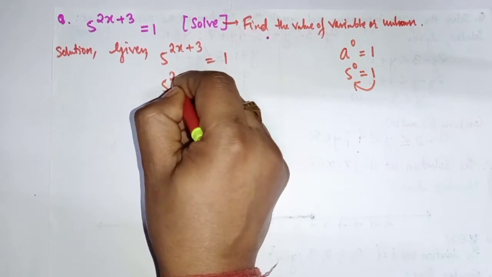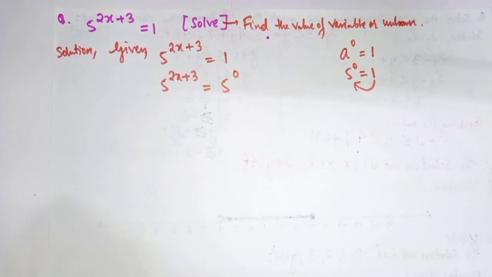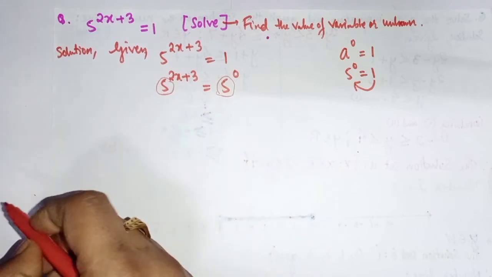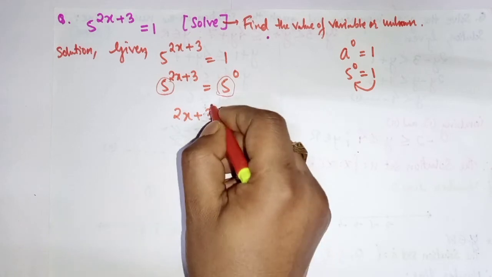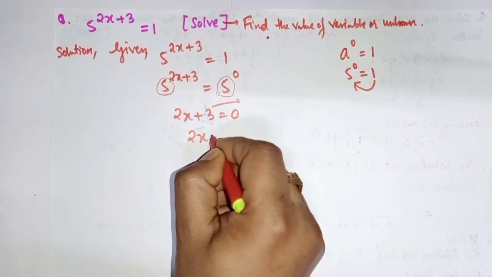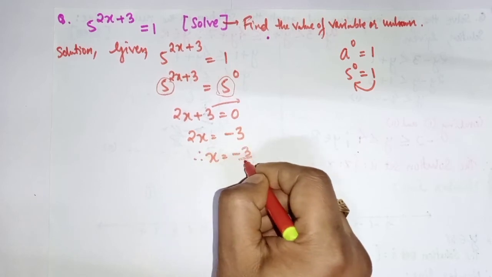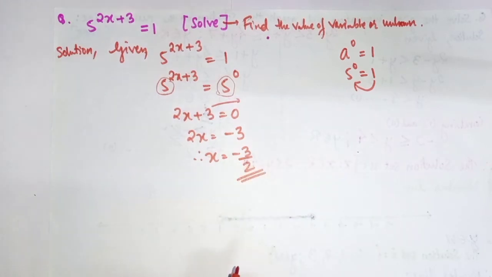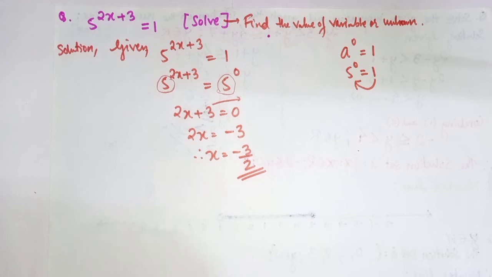That means this will be 5 to the power 2x plus 3 is equal to, instead of 1, can I write 5 to the power 0? Yes or no? Now you can see the bases are same. The power has to be same. That means I can write 2x plus 3 is equal to 0. So this plus 3, I'll take to the other side. So it will be 2x equals minus 3. So therefore, x equals, what will I get? Minus 3 by 2, because this is multiply, and when it goes to this side it will be divide. So I got the answer. Solve means to find the value of x, y, z, unknown terms. Understood? So we got the value of x. So this is our final answer.